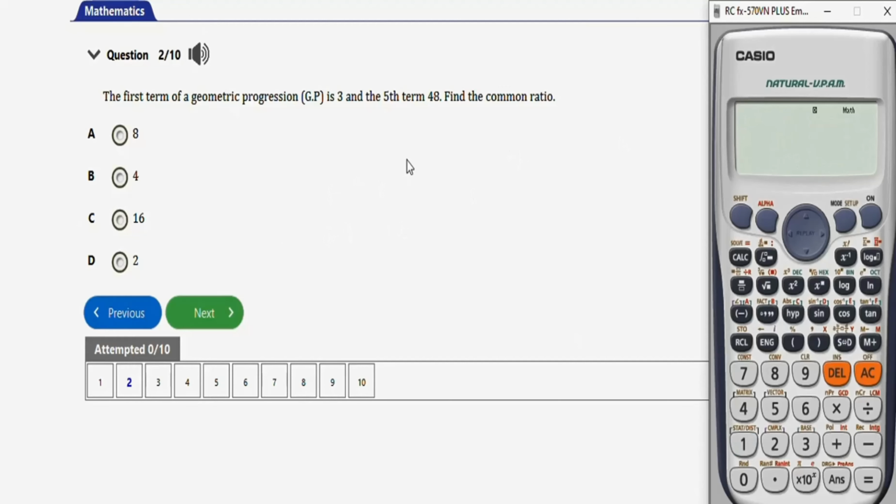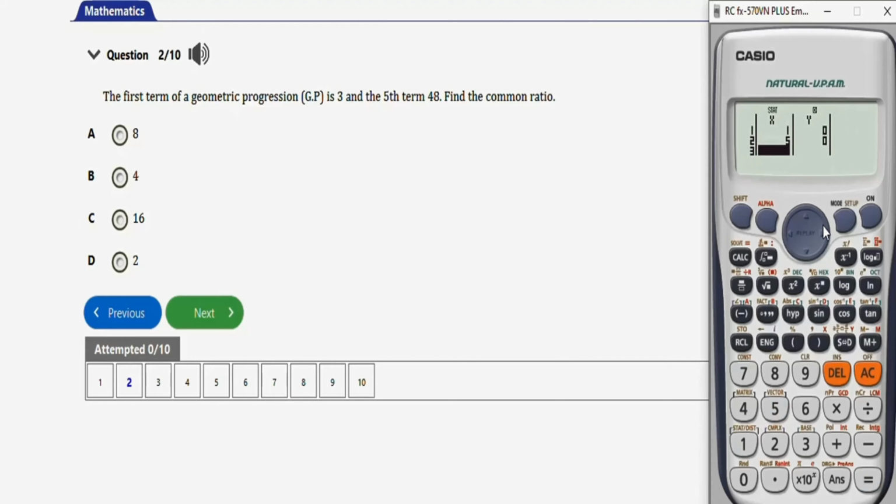Now for this question, you're going to make use of stat mode. Press mode. Stat is option 3. So pay attention here. Option C is for GP, geometric progression. So let's input the values. The x value will be the number of the term. The y value will be what each term is in the question. So we have the first term and the fifth term, so it will be 1 and 5.